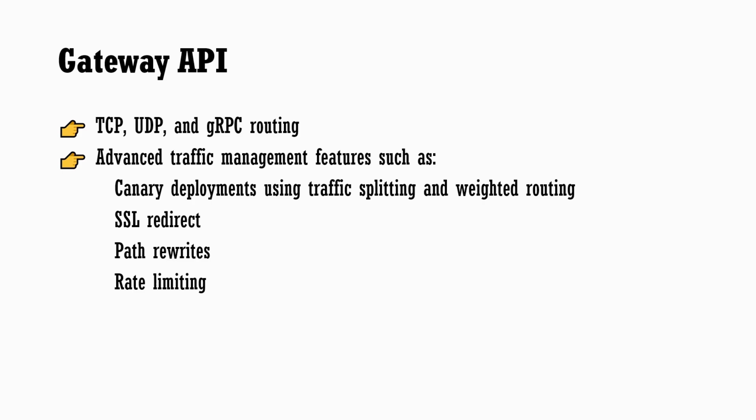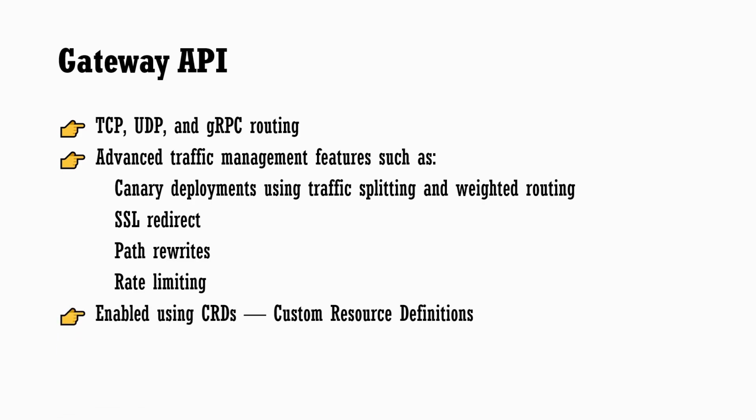One important point to focus on here: Gateway API is not a built-in Kubernetes resource by default. It is enabled using CRDs, custom resource definitions, and it requires a compatible gateway controller to actually function. So just installing Kubernetes alone is not enough. You need a Gateway API compatible controller, similar to how Ingress needs an Ingress controller. So we can say Gateway API is specifically designed to solve the limitations of Ingress.